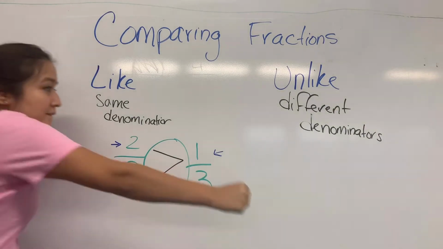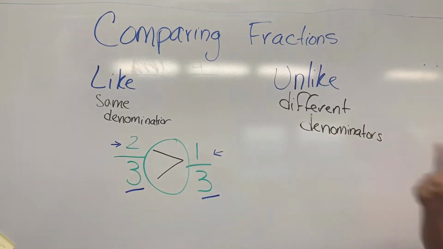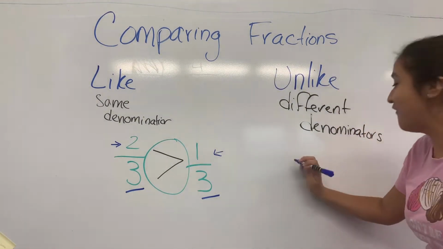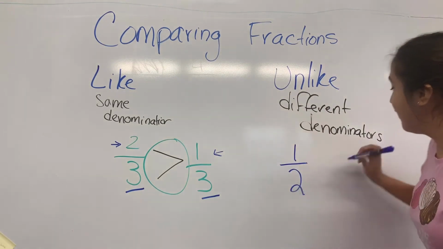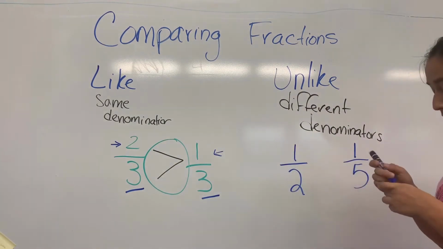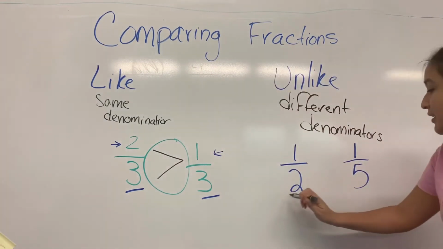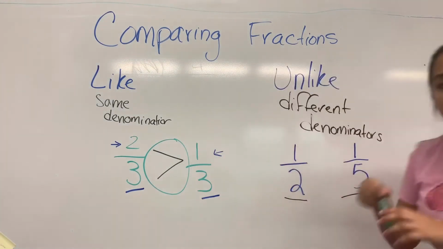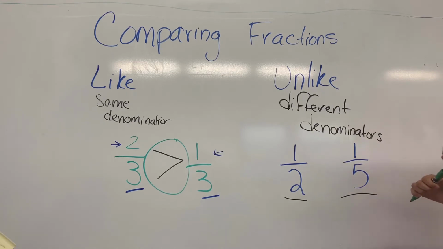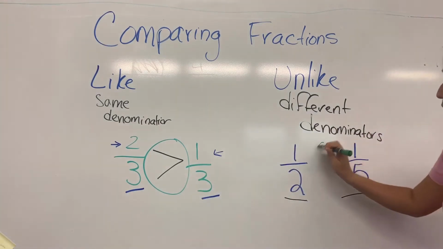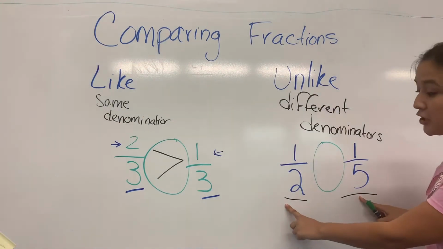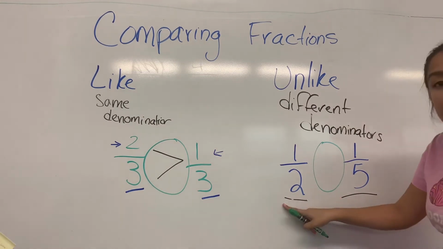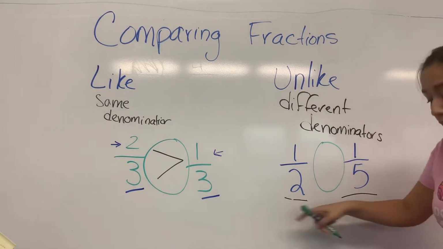Now let's go to different denominators. Unlike fractions look like this. You see the different denominator? And this one needs more work to do in order to compare. We can't compare the fractions because the denominators are not the same yet. We have to change these to have the same denominator.